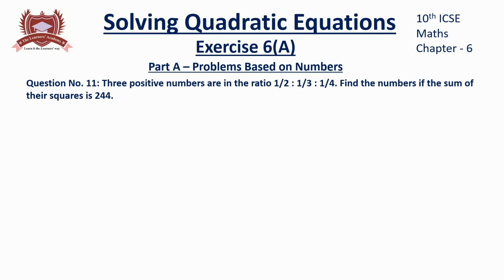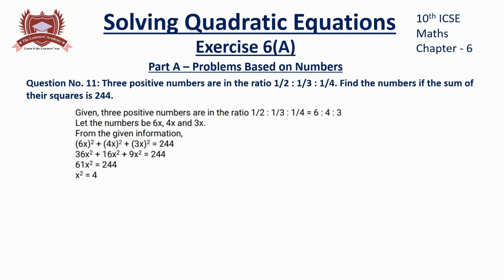Now the next one is: we have 3 positive numbers. They are in a ratio 1 upon 2 is to 1 upon 3 is to 1 upon 4. Find the numbers if the sum of their squares is 244. So first ये ratio जो है वो reciprocals में दिया गया है. So what do we do to make it a regular ratio? We multiply it by 12. 12 से क्यों? Because 12 is the LCM of 2, 3 and 4. So इसको 12 से multiply किया तो 6 आया, इसको किया तो 4 आया, इसको किया तो 3 आया, giving me the ratio as 6 is to 4 is to 3.